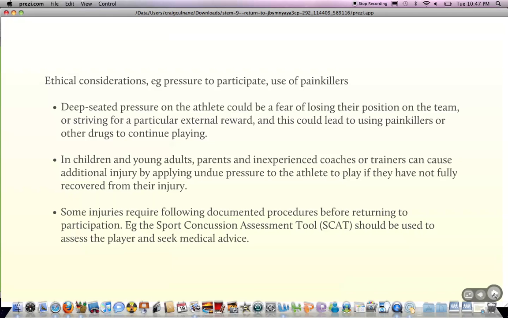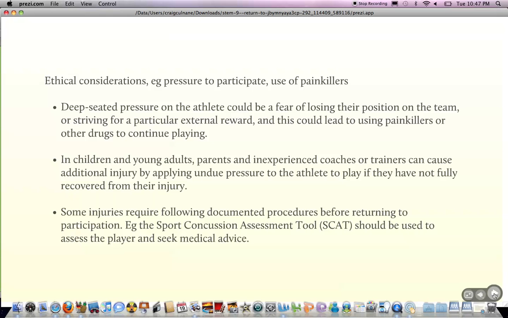Deep-seated pressure on the athlete could include the fear of losing their position in the team or striving for particular external rewards, and this could lead to the use of painkilling or other drugs to continue playing. This is a dangerous issue if the athlete is inexperienced and disregards medical advice in the urgent request to participate in their chosen sport. For children and young adults, parents and inexperienced coaches and trainers can cause additional injury by applying undue pressure to the athlete to play if they've not fully recovered from their injury.